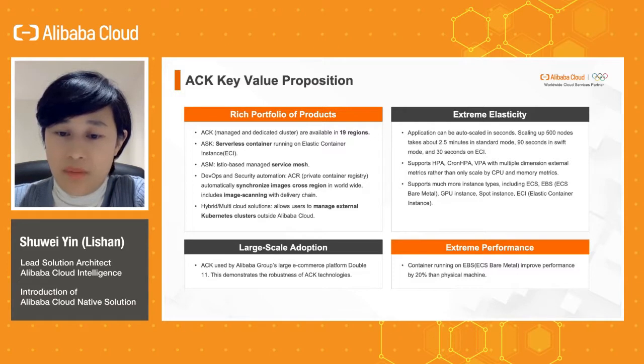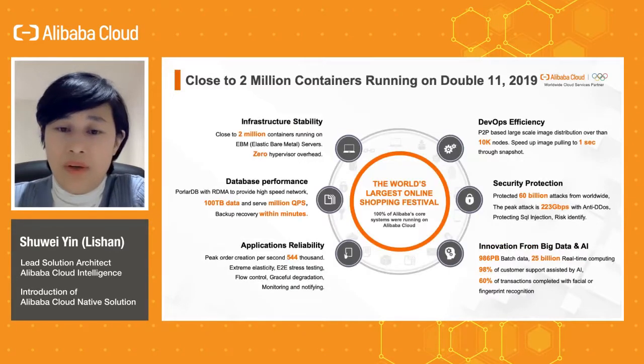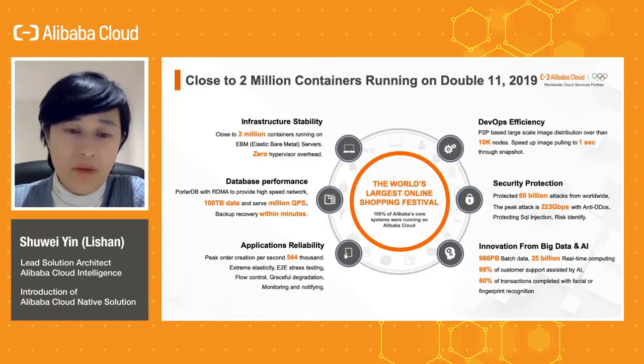Containers running on elastic bare metal improve performance by 20% compared to physical machines. Double 11 is the world's largest online shopping festival from Alibaba Group. We have 2 million containers running on elastic bare metal. We also have a cloud-native database we call PolarDB. It provides great performance. It can store 100 TB of data and support million-level QPS.